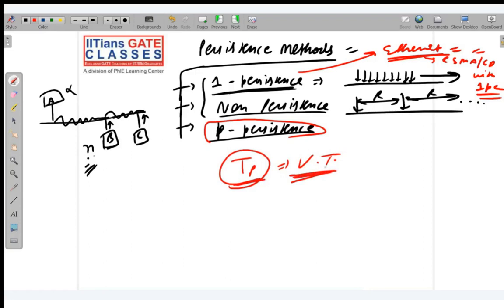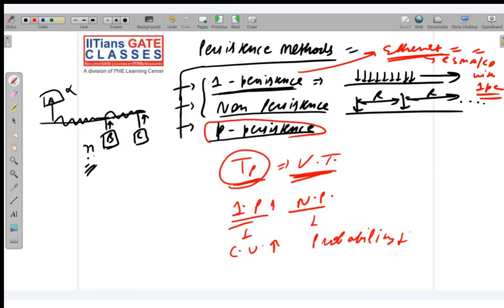It uses the advantages of both one persistence and non persistence. Like one persistence, channel utilization will be high, and like non persistence, the probability of collision is low.